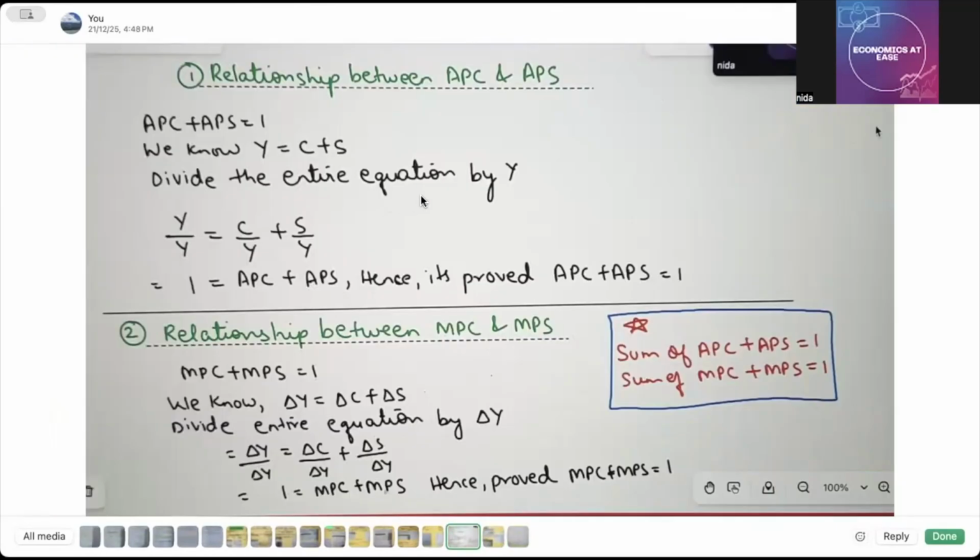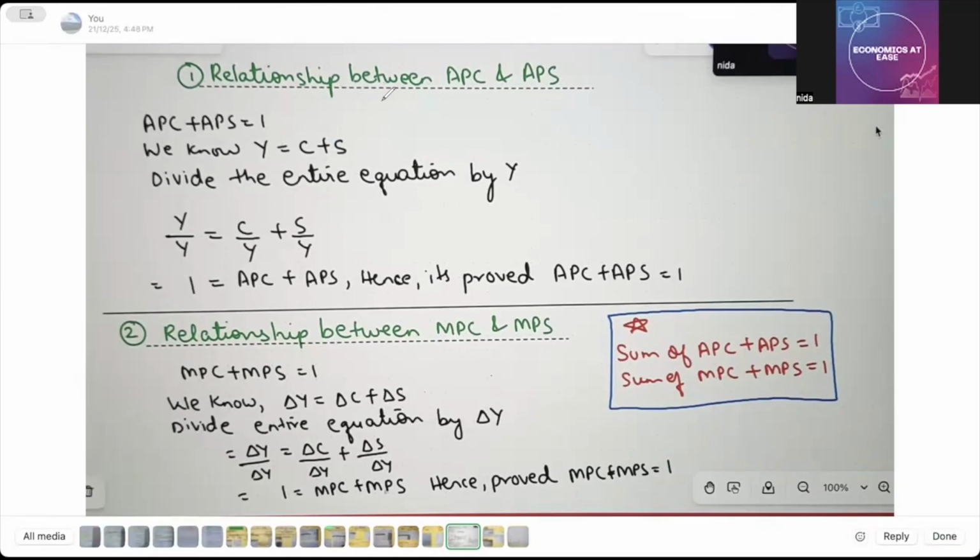So let's start with the relationship between APC and APS. Here it states that we know APC, that is average propensity to consume, plus APS, average propensity to save, is equal to 1. Now how are we going to prove that? A very small numerical I'm going to solve here shows that the values are equivalent to 1.